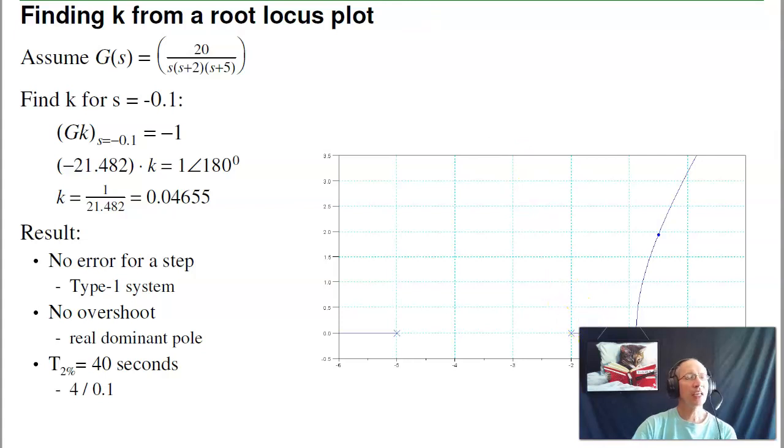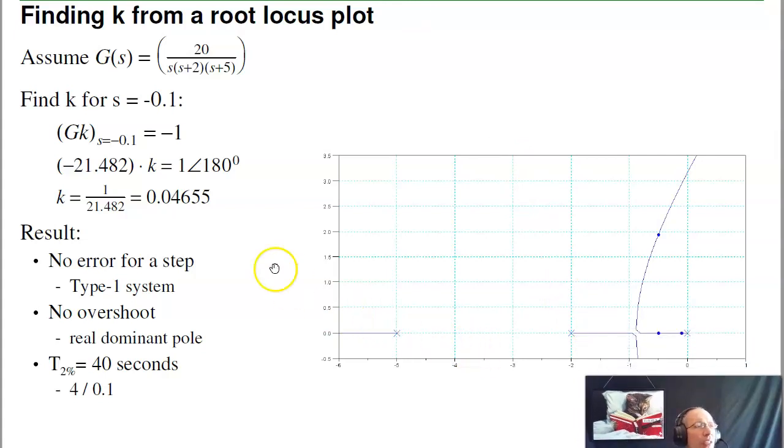To find k from the root locus plot, let's look at the following system. Again, from our root locus, any point on the root locus, g times k is -1. The angle condition gives you the root locus plot. For example, if I have poles at 0, -2, -5, these two poles come together, split apart, and become complex. The amplitude condition, the 1, tells you what k is.